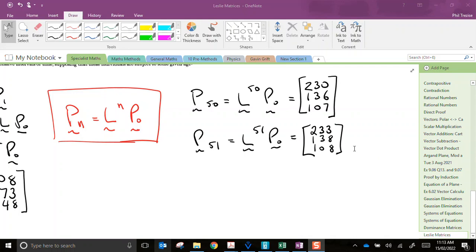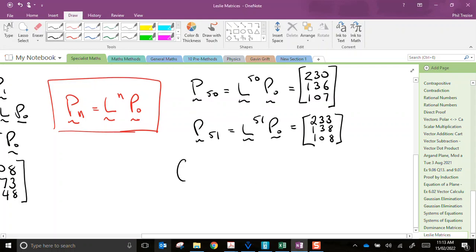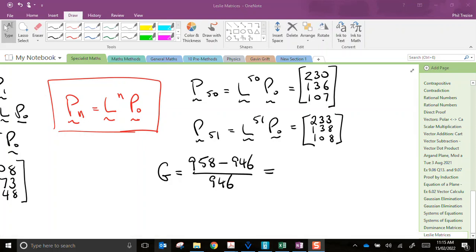Now, remember these numbers only represent the females, don't they? If I wanted to know the growth factor, we sometimes talk about the growth factor, G, or the growth rate of the population. So I would need to have the total population, wouldn't I, after the 51. So the total population at 51, subtract the total population after 50 cycles to get the actual increase, then make that a fraction of the original value. I'll just pause while I fill the details in.